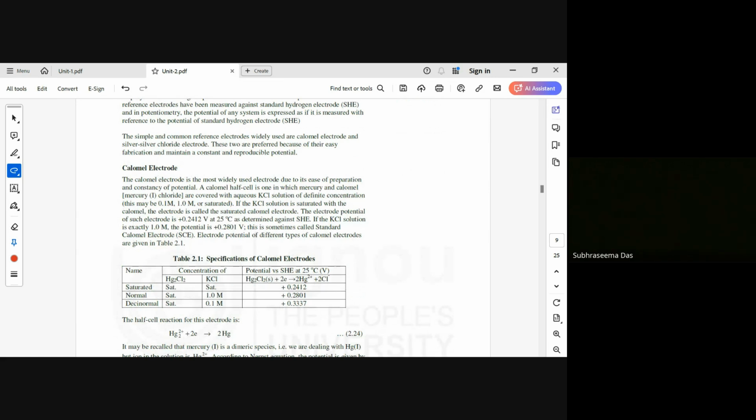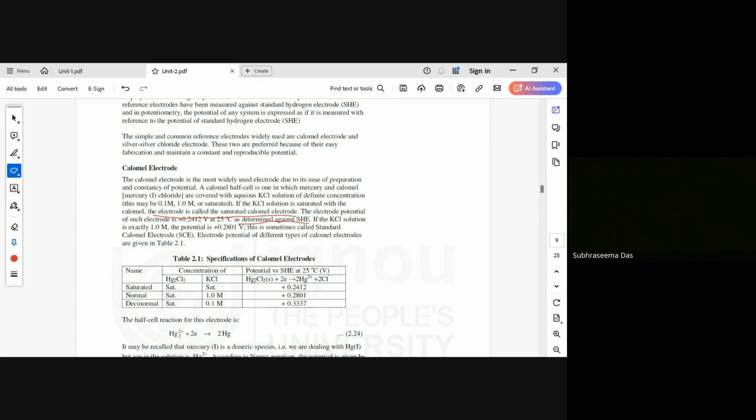Now, the calomel electrode is most widely used because it can be easily prepared and the potential is consistent. The calomel half electrode consists of mercury and calomel, that is mercury(I) chloride, covered with aqueous KCl solution of definite concentration. It might be 0.1 molar, 1 molar, or a saturated KCl solution. If the KCl solution is saturated with the calomel, then the electrode is called a saturated calomel electrode. The electrode potential of such an electrode is 0.2412 volt at 25 degrees centigrade as determined against SHE.